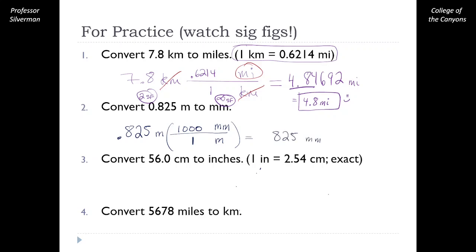We can plug this into the calculator, get our answer, check our sig figs, and I think we're sitting pretty good here. 825 millimeters is the same as 0.825 meters. There are 2 additional problems on this slide. This is a chance for you to pause the video, challenge yourself, grab some pen and paper, and write down your answers.